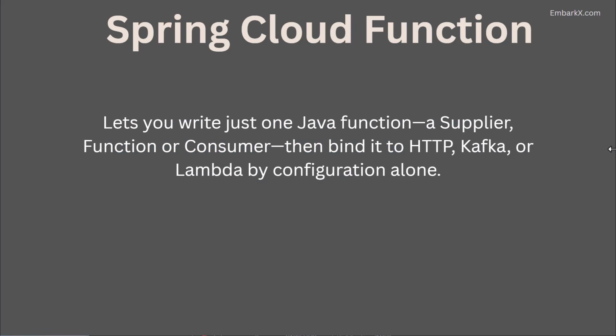It's time that we talk about Spring Cloud Function and understand what it is. So Spring Cloud Function is a Spring project that lets you write one Java function, which is a supplier, a function, or a consumer. And then you can bind that particular function to HTTP, or you can bind it to a message broker like Kafka, RabbitMQ, or to a Lambda by configuration alone.